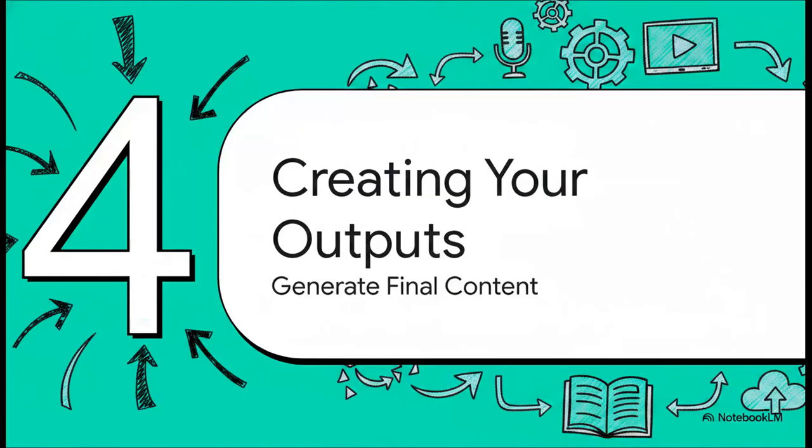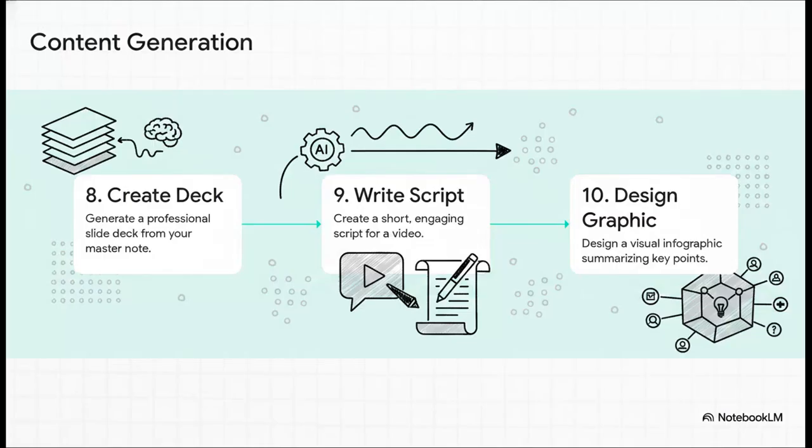And that brings us to the final phase, the big payoff, creating your outputs. With that synthesized master source ready to go, you are no longer staring at a blank page. You are ready to generate amazing content, almost instantly. Using your master note as the one single source of truth, you can now just prompt the AI to create whatever you need. With a simple command, you can get a professional slide deck. Then you can turn around and ask it to write a short, punchy script for a video. And then, why not? Have it design a clean visual infographic that sums everything up.